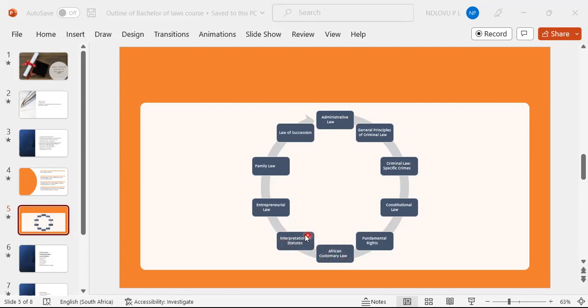Then you've got your interpretation of statutes. It's very important that when you have sources of law, such as acts of parliament or statutes, there are principles that are applied in interpreting them.